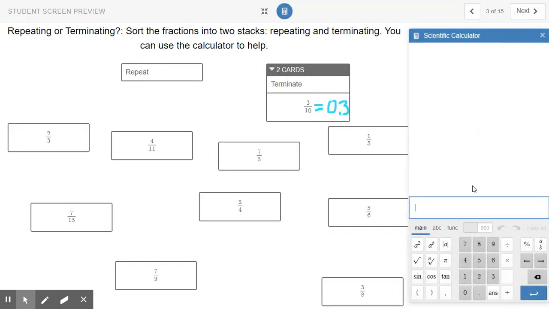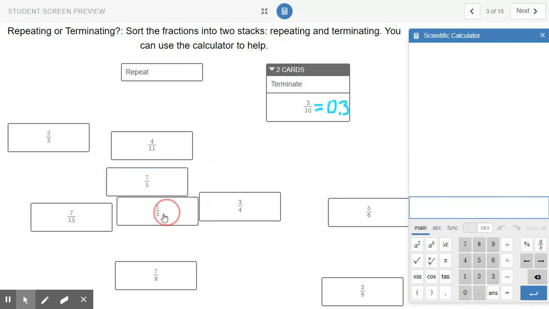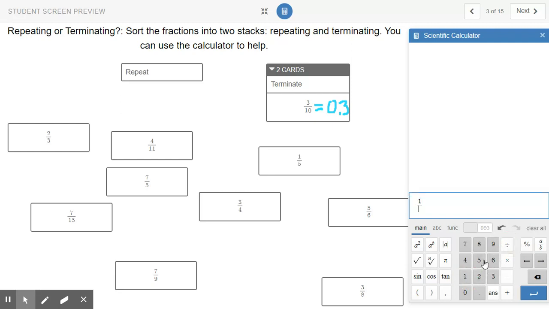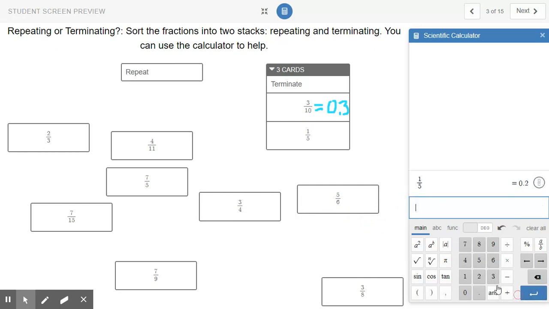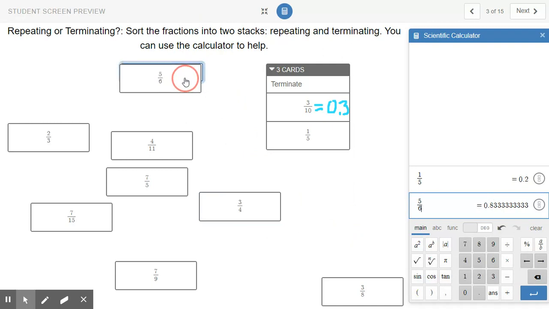So the other one, okay, I'm going to look at these fifths here. Let's look at 1/5. So literally, I'm just going to start putting these in the calculator. 1 divided by 5, 0.2. This is terminating because it stops. Let's do 5/6. 5 divided by 6, 0.8333. Okay, this is not terminating. That is repeating. The 3 is repeating in that one.